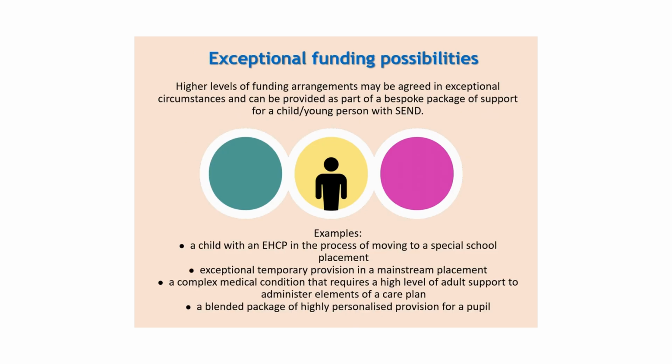Exceptional funding possibilities. Higher levels of funding arrangements may be agreed in exceptional circumstances and can be provided as part of a bespoke package of support for a child or young person with SEND. Examples: a child with an EHCP in the process of moving to a special school placement. Exceptional temporary provision in a mainstream placement. A complex medical condition that requires a high level of adult support to administer elements of a care plan. And a blended package of highly personalised provision for a pupil.